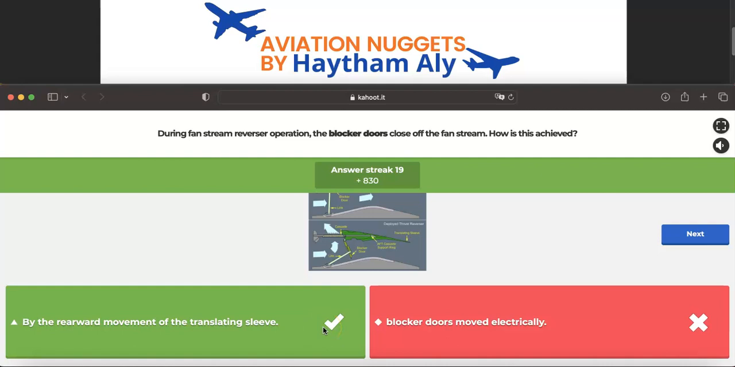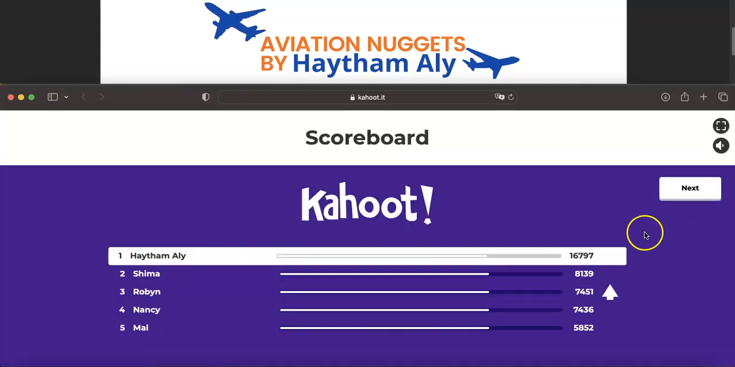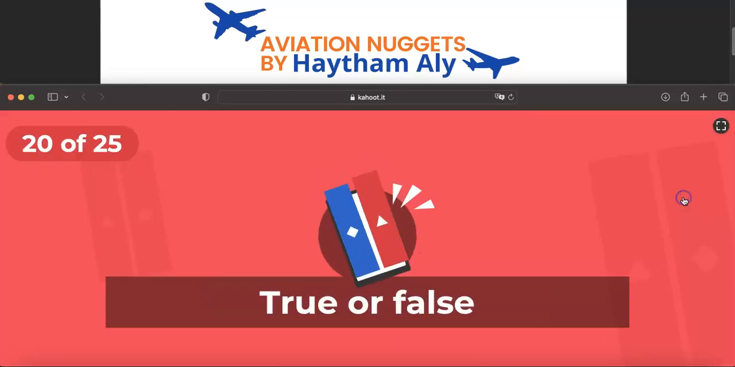The main components of the thrust reverser system are the thrust reverser actuator, translating sleeve, blocker doors, and the hydraulic control unit. Okay, everybody, let's proceed to the next question.